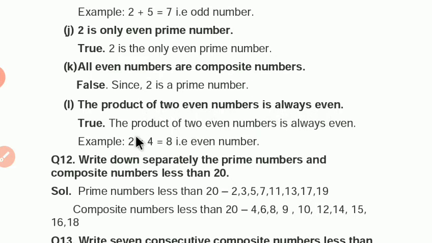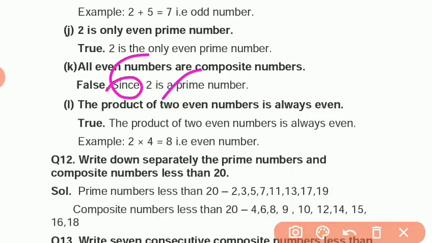So product means multiplication. Let us take two even numbers, 2 and 4. 2 and 4 are even. Now multiply this. 2 fours are 8, and 8 is an even number. So the answer will be true: the product of two even numbers is always even.